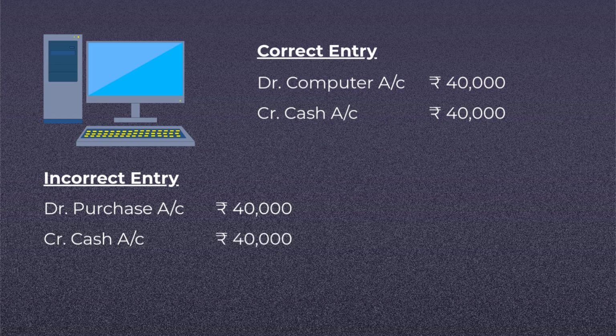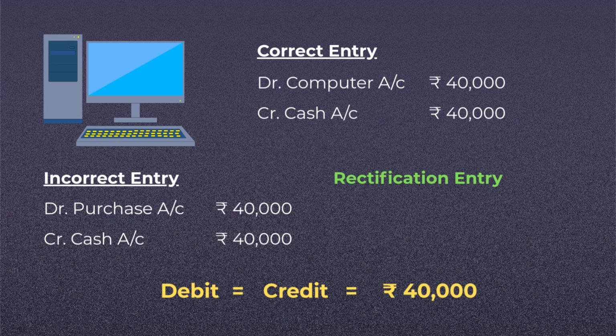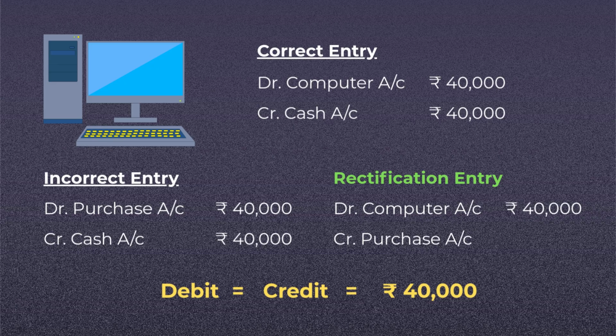Here the computer, which is an asset, is wrongly treated as a purchase expense. This violates an accounting principle. But notice something important. Debit is equal to credit is equal to rupees 40,000. So, the trial balance still matches even though the accounting treatment is wrong. This type of mistake falls under the errors of principle. Here, the rectification entry to be passed would be debit computer account rupees 40,000 and credit purchase account rupees 40,000.